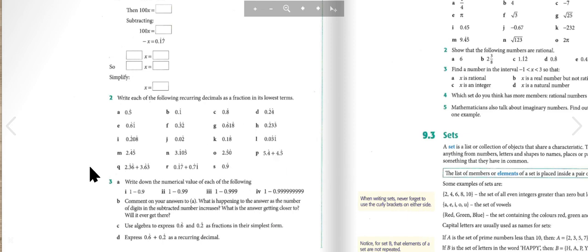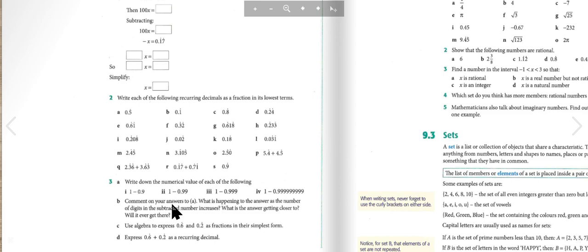Question 3. Write down the numerical value of each of the following. So the numerical value for each of the following equals 0.1, 0.01, 0.001, and 0.000000001. That's a lot of zeros.